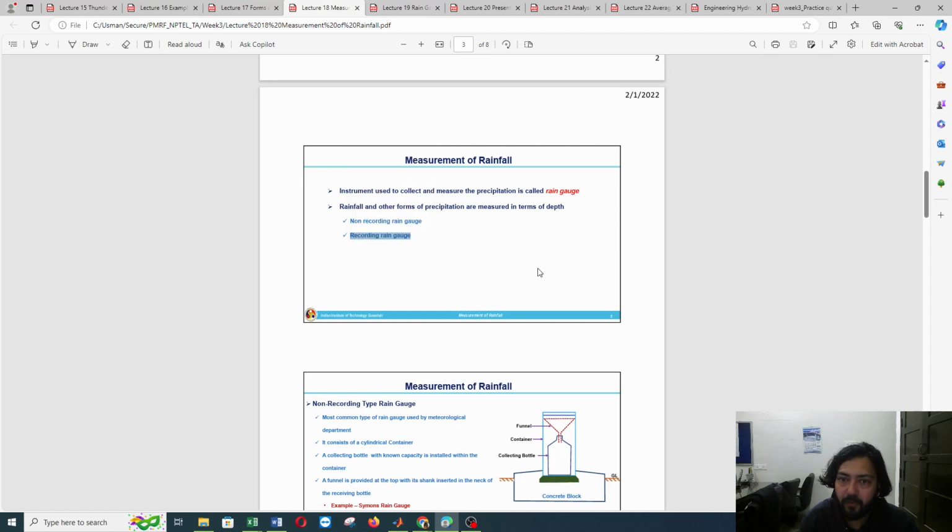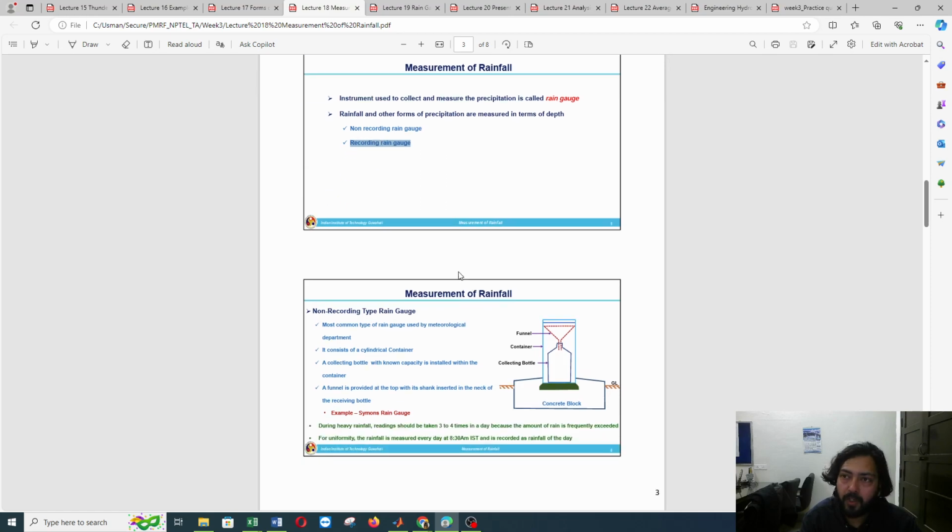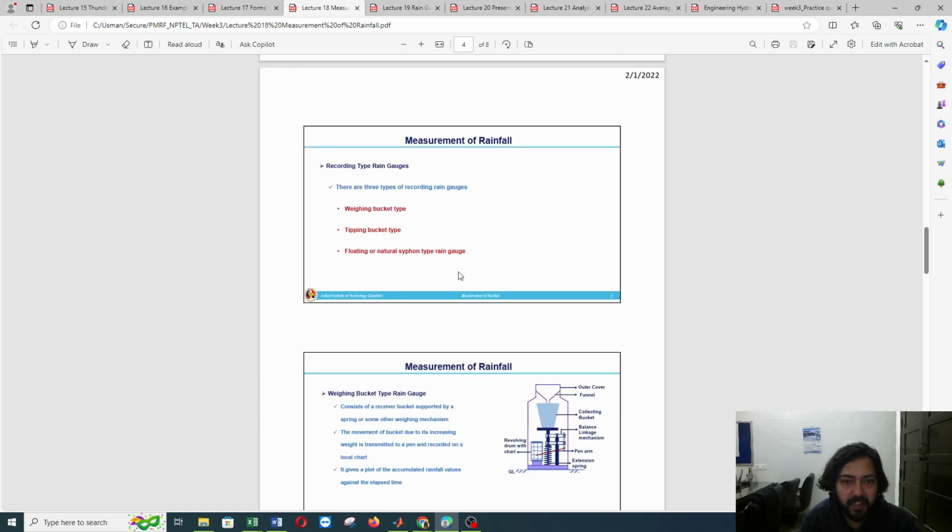The next type of rain gauge is the recording rain gauge. Here you don't have to do the manual work; the rain gauge itself is capable of recording the rainfall. There are three different types of recording rain gauges. The first is the weighing bucket, the next is the tipping bucket, and the last is the floating type, also called the natural siphon. The weighing bucket and natural siphon work on the same principle, so I will only discuss the weighing bucket and the tipping bucket.